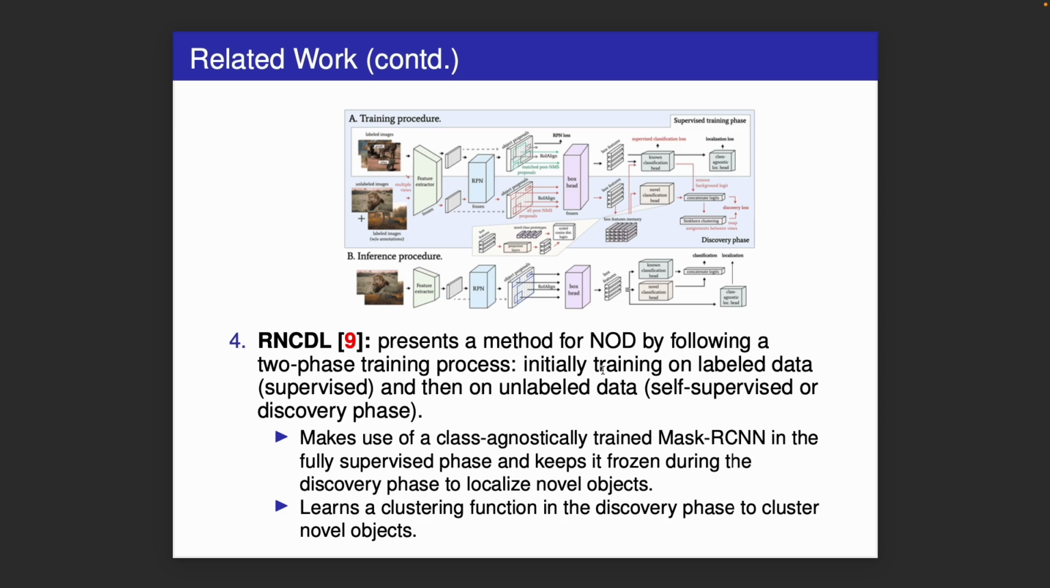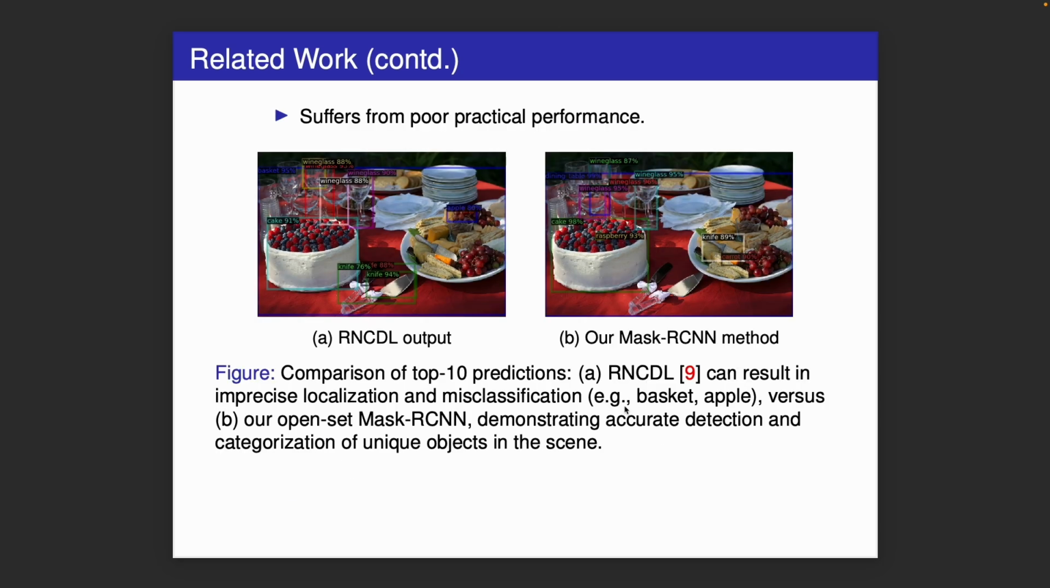RNCDL is another method which performs NOD, but it follows a two-phase training. The thing is, RNCDL shows very poor performance, which does not make it practical for the real world, and it also requires another separate validation set to assign semantic labels to the classes.